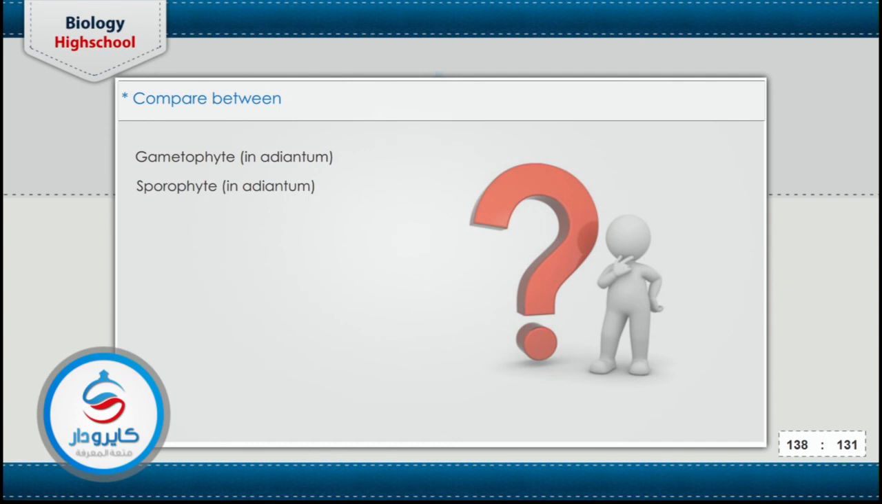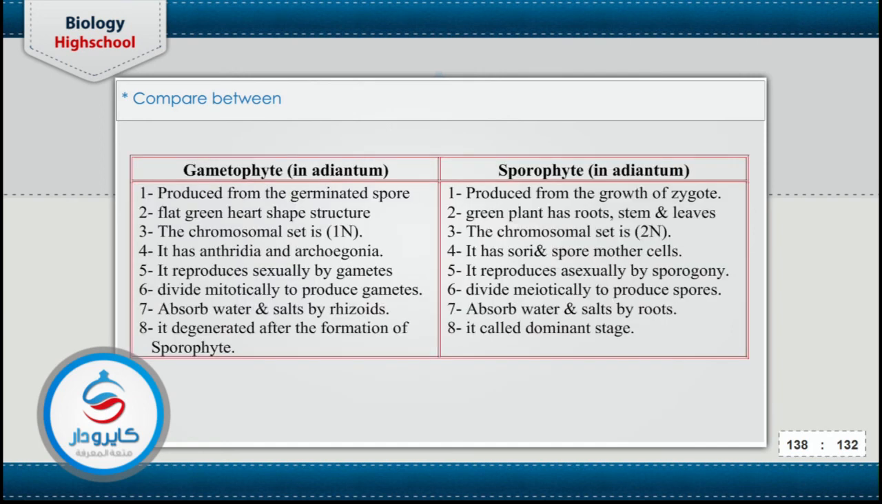After the growth of the sporophyte and the formation of roots, the degeneration of the gametophyte takes place. But the sporophyte acts as a dominant stage, it is still a dominant stage. So the gametophyte is produced from the germination of a spore, but the sporophyte from the growth of the zygote. The shape of the gametophyte is a flat green heart-shaped structure, but the sporophyte is a green plant with root, stem, and leaves. The gametophyte chromosomal set is haploid 1N, but the sporophyte 2N.